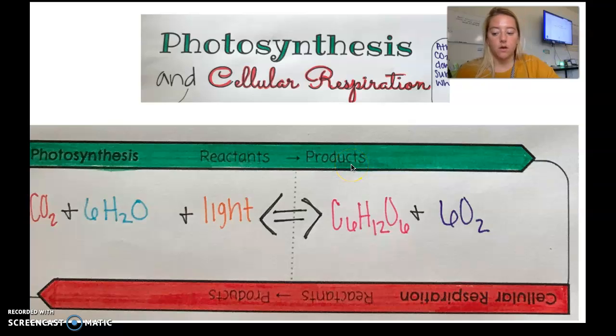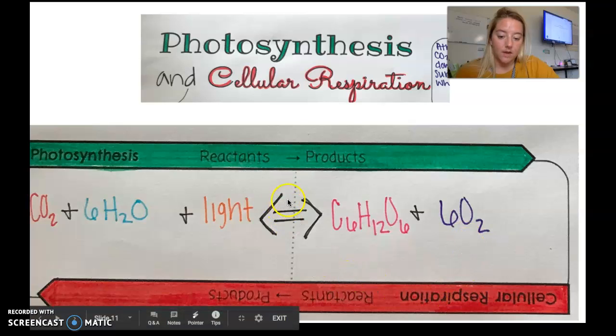So if you compared a chemical reaction to, say, baking, the reactants would be like your eggs and your sugar and your flour. The products would be like your cake, so whatever is being made. Okay, so remember the reactants of photosynthesis are carbon dioxide, water, and light, or energy. And the products are glucose, or sugar, and oxygen.